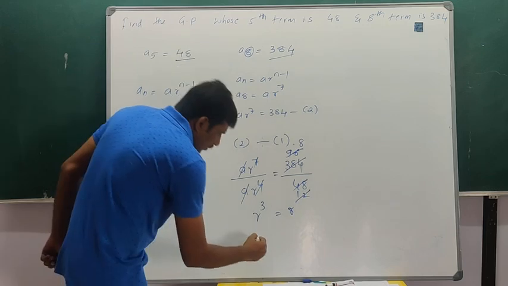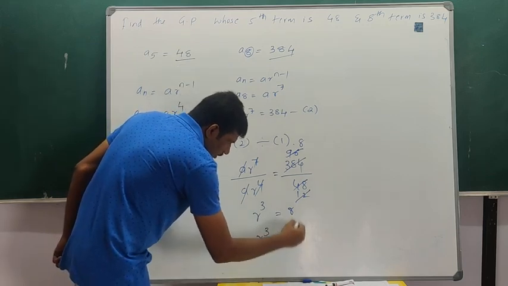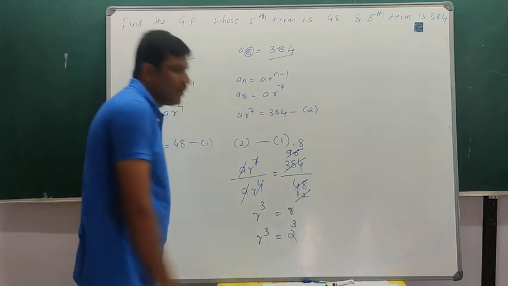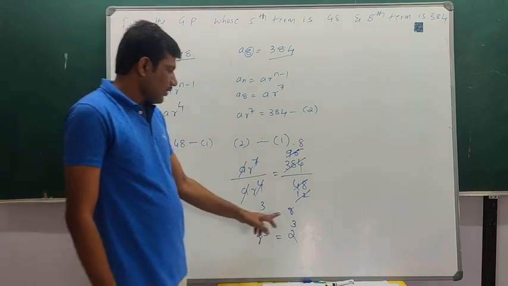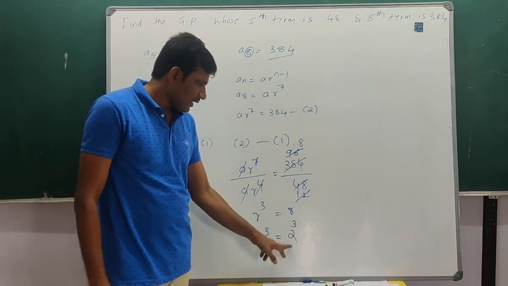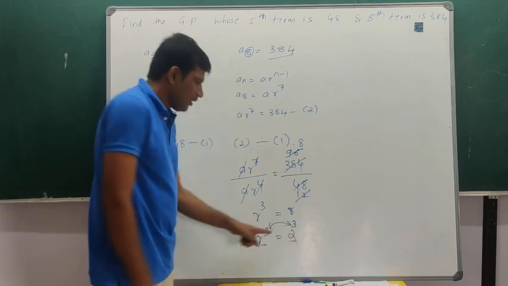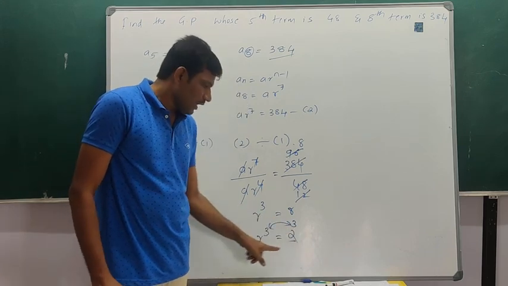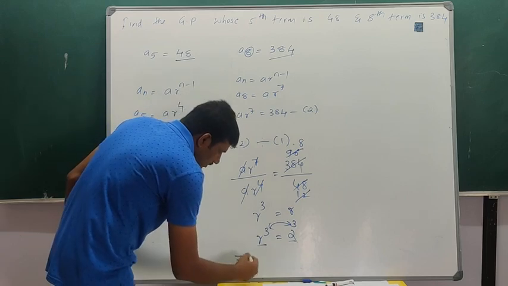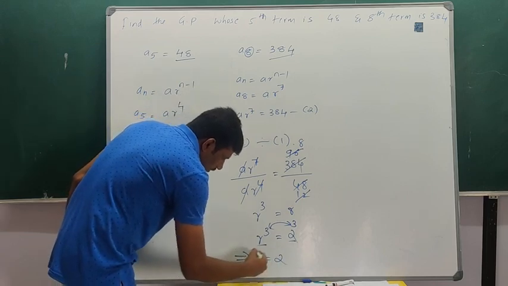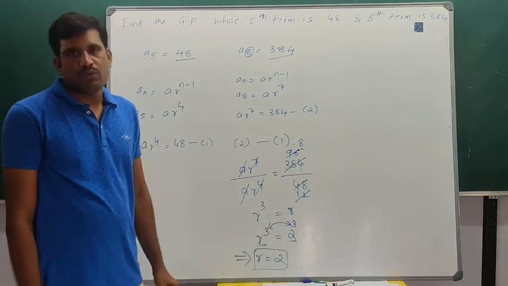Since R cube is 8, that is R cube is equal to 8, we can write 8 as 2 cube. When the power is the same on both sides, the power is 3, then the base must be the same. So this implies, what is the value of R? R must be 2.